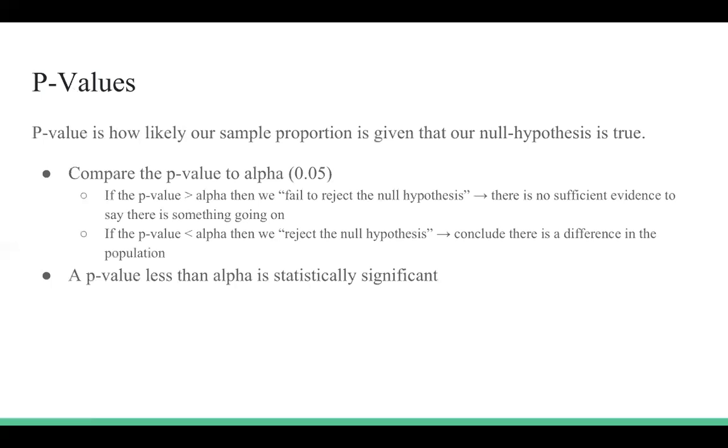On the other hand, if the p-value is less than alpha, which is what we want for our statistics because it says that we have statistical significance, then we reject the null hypothesis. So when we reject the null hypothesis, we're saying that there is a difference in the population. So it's saying that this data is statistically significant. And again, a p-value less than alpha is statistically significant.